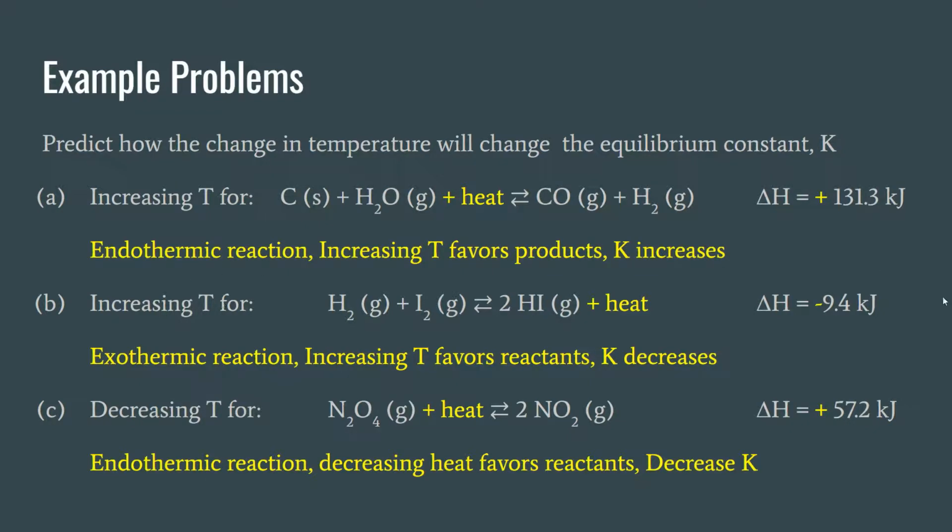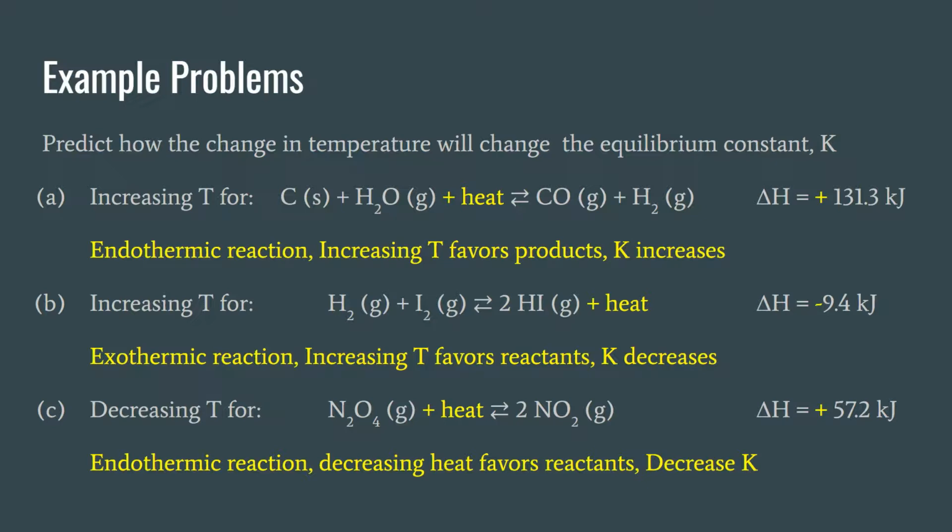On B, I have a negative delta H. This is an exothermic process, so I can write the heat in as a product. It's coming out of this reaction. If I increase the temperature, I'm adding more heat. Now I have more heat, but the heat's a product, so the reverse reaction is going to start to become more favorable. Or, in other words, the reaction itself, written in the forward direction, is less favorable, and K is going to decrease.